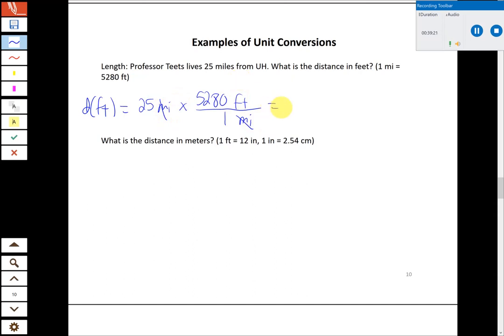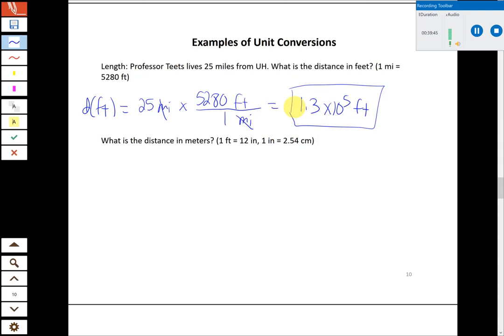And we're going to get, if we do it in scientific notation with the correct number of significant figures, 1.3 times 10 to the 5th feet. All right, so basically 130,000 feet that I'd have to drive every day to get to work to experience the joy of teaching chemistry. All right, so that's how we do those, and that's just a simple one-step problem.